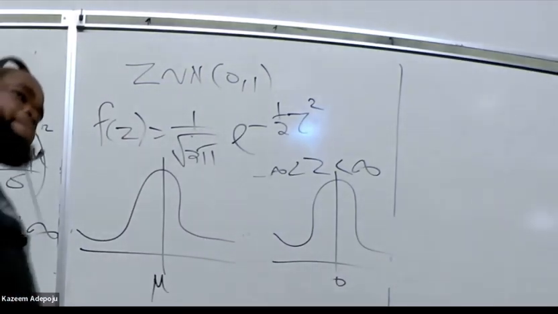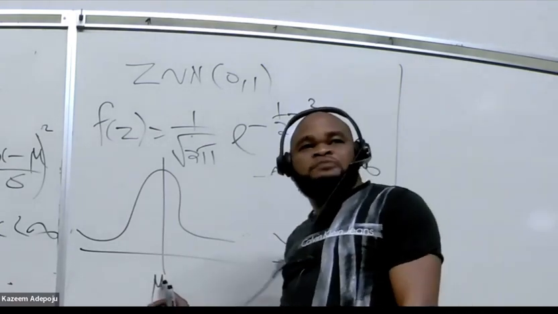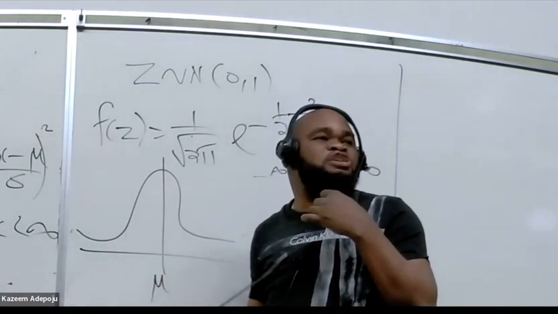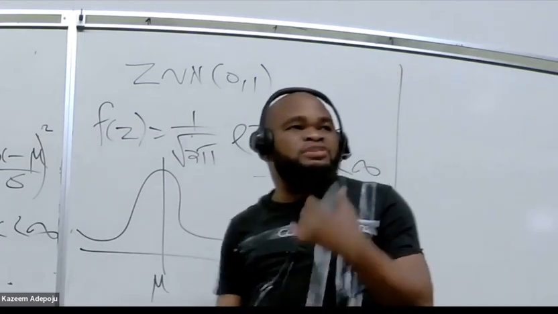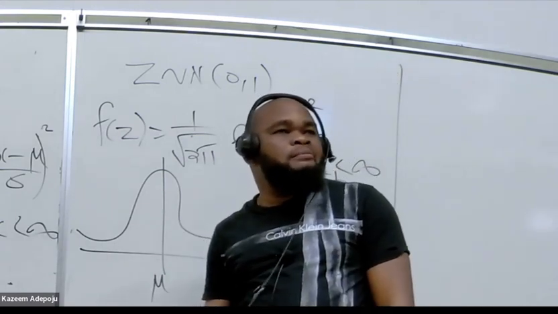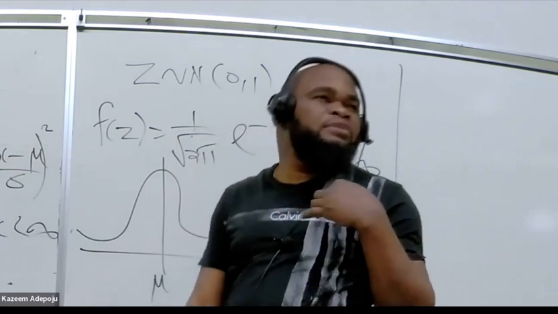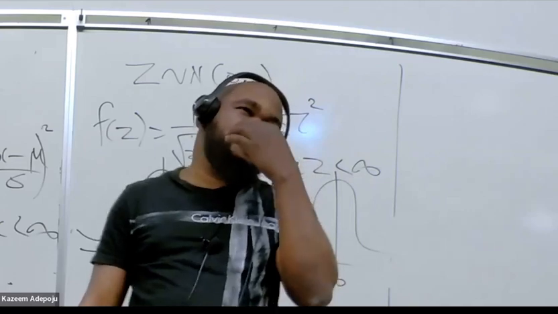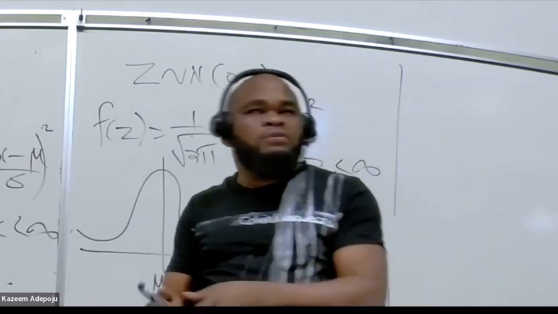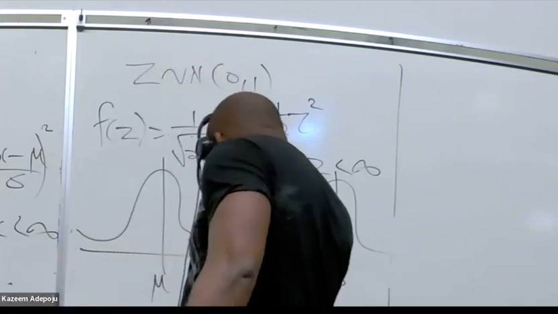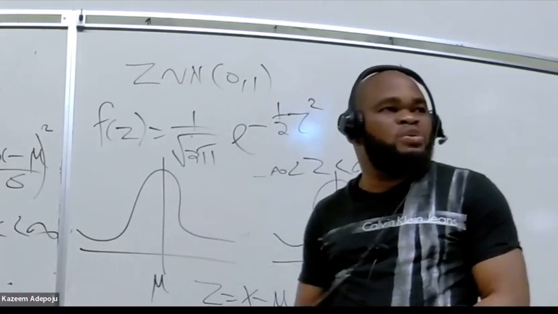Take note of that. The movement along the axis here is by amount of standard deviation, and the standard deviation is assumed to be 1. If you want to find the probability associated with a normal random variable, then we need to get a z-score. Of course, remember that we did z-score. You need to use z equals x minus mu over sigma.